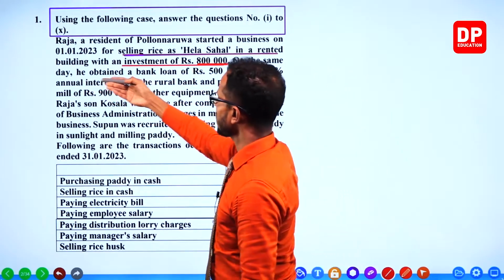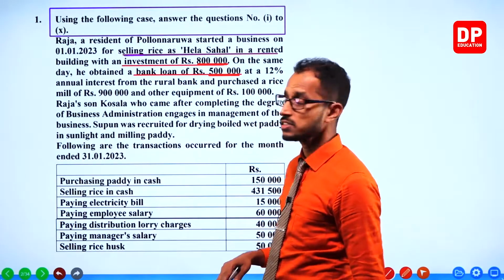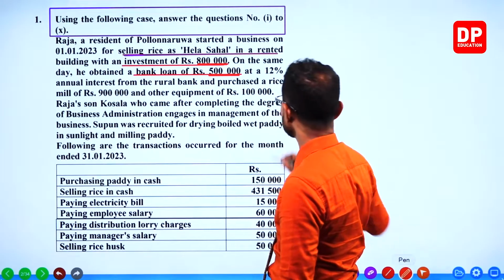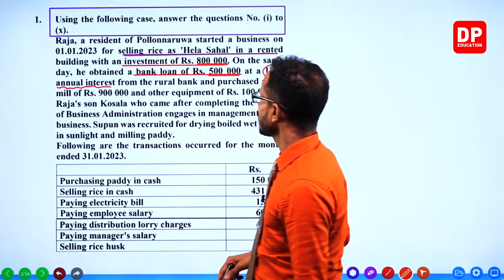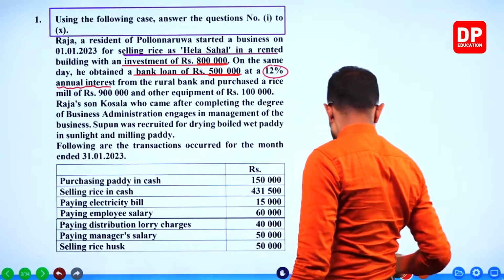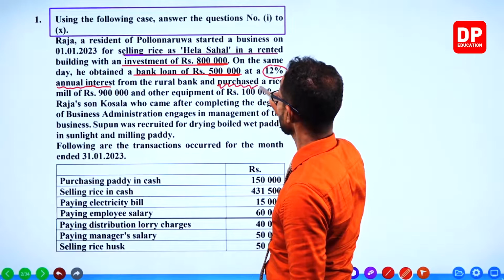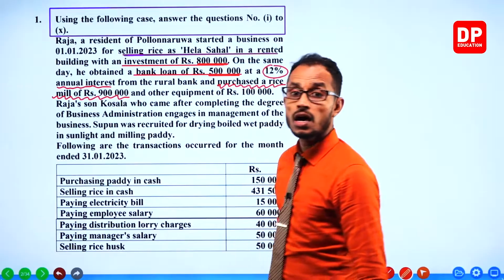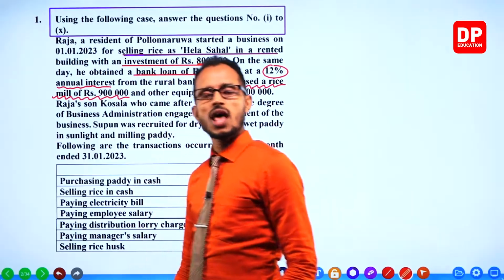On the same day, he obtained a bank loan too. Here we go, more money coming into the business. 500,000 at 12% annual interest from the rural bank, and purchased a rice mill for 900,000. Oh my god, he has purchased a rice mill too. What is the meaning of mill? In Sinhala we call it molak.